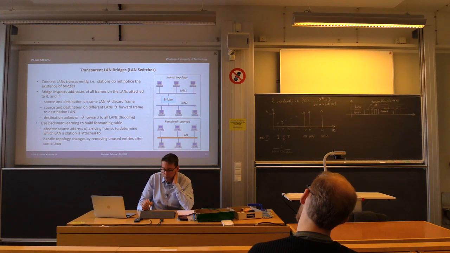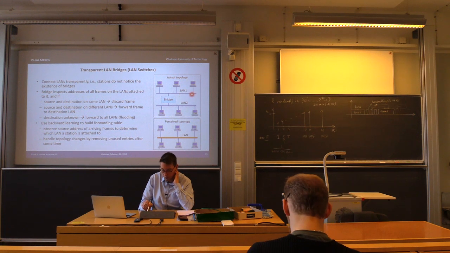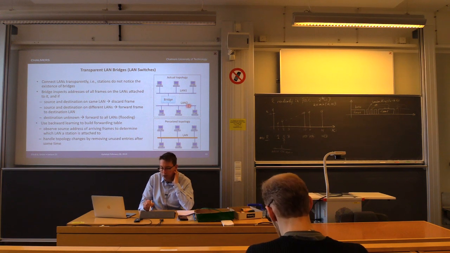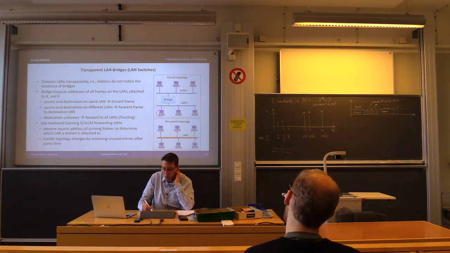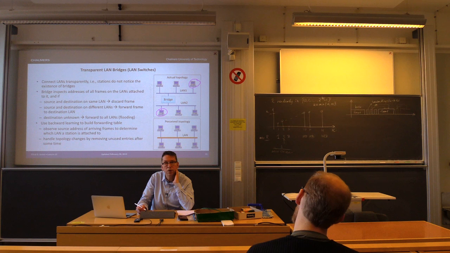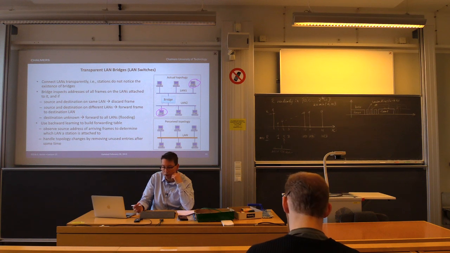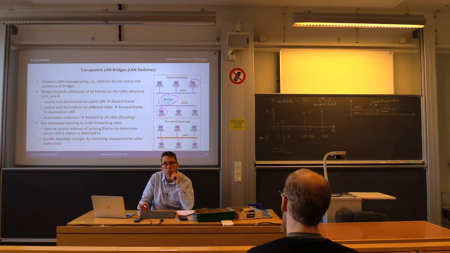It means that if we have a topology that looks like this, we have one LAN here. Suppose this is an old-fashioned Ethernet with a coaxial cable, just to simplify things. And we have another LAN like this. And we would like, for instance, this host to be able to communicate with this host. Then we need to connect these, right? And then we use a bridge between these two LANs.